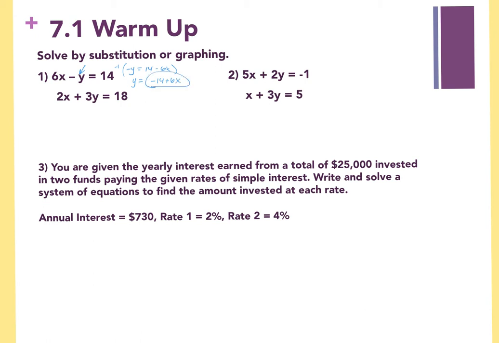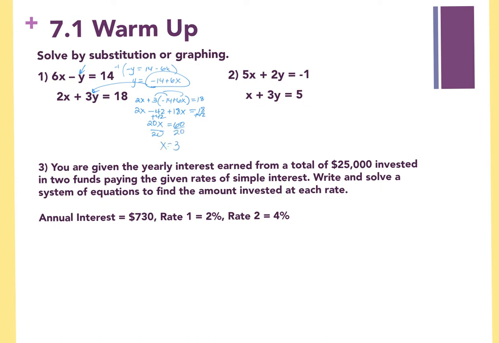Then I take that and I plug it into the y of the other one. So 2x plus 3 times negative 14 plus 6x equals 18. Distribute the 3, plus 18. Combine your like terms here. So 20x, add this, would equal 60, and x would be 3.